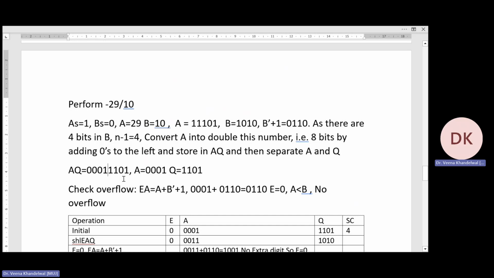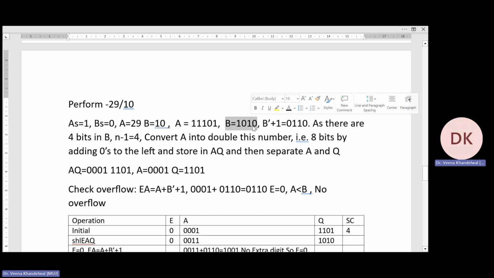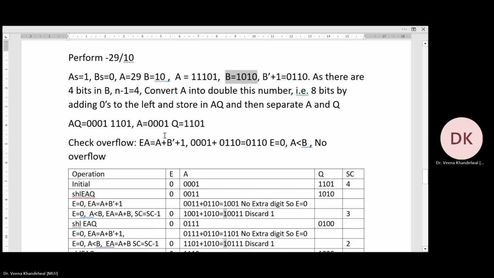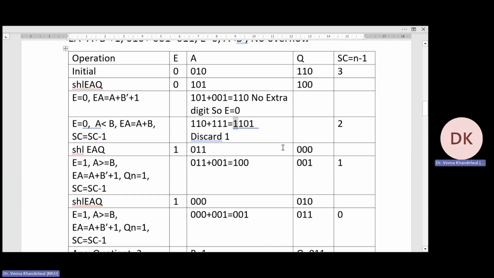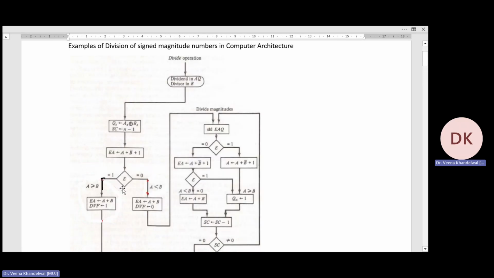So now if I divide this number into 2 parts, this part will become A and this part will become Q. And the number of bits in both the parts A and Q is equal to the number of bits in B, which is equal to 4. So now, before computing division, what do we find? We first find whether there is some overflow. For overflow, we compute EA is equal to A plus B complement plus 1, as was seen in our example. Depending upon the value of E, if E is equal to 0, then there is no overflow and we will perform the division operation.